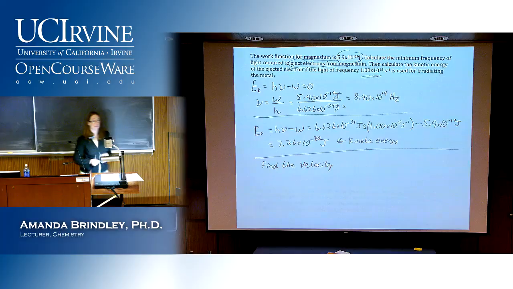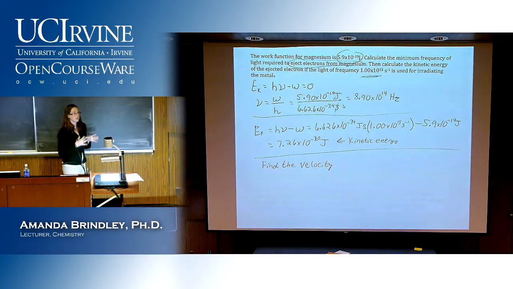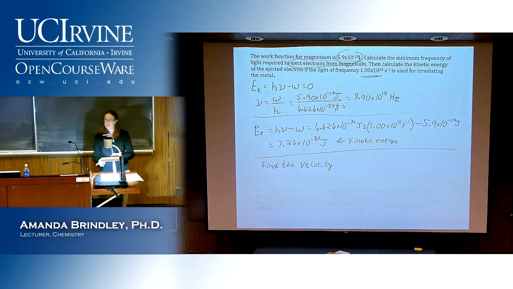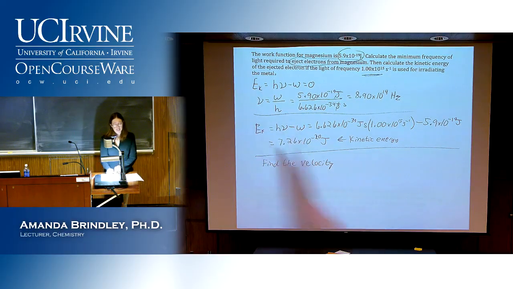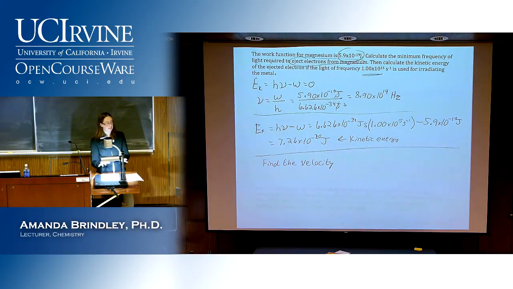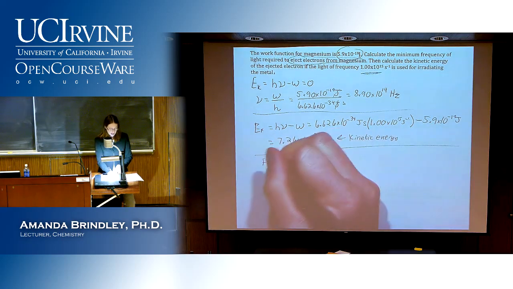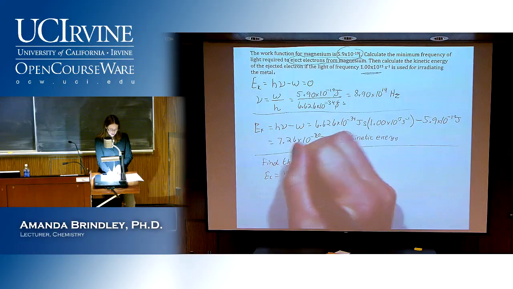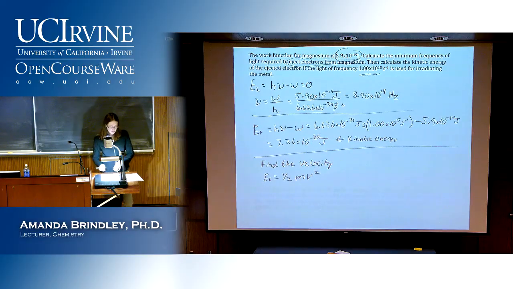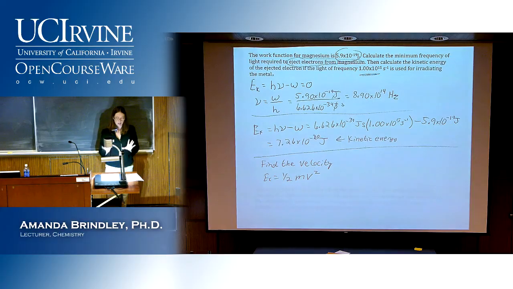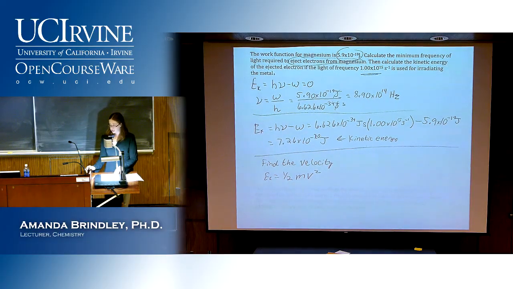So in order to find the velocity, we have to remember what our equation for kinetic energy is that we've used before. Right now we've been using this equation because that's what works for this particular system. But there's also the very general form of kinetic energy, and that is 1/2 mv squared. And so we can go through and say, well, okay, now what is our velocity? Keeping in mind that it's an electron.